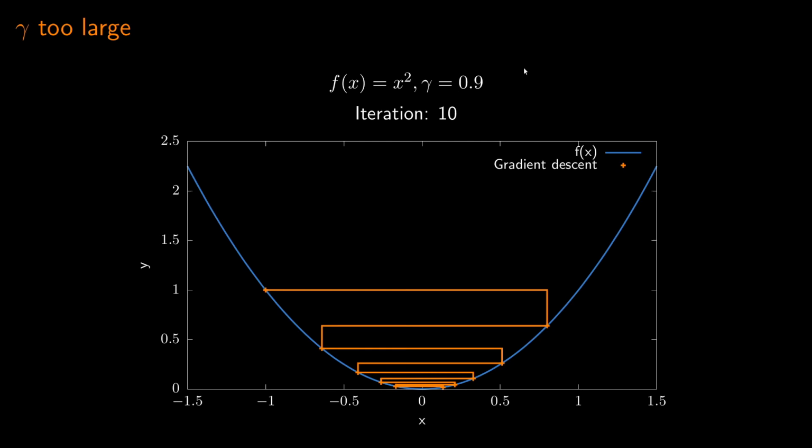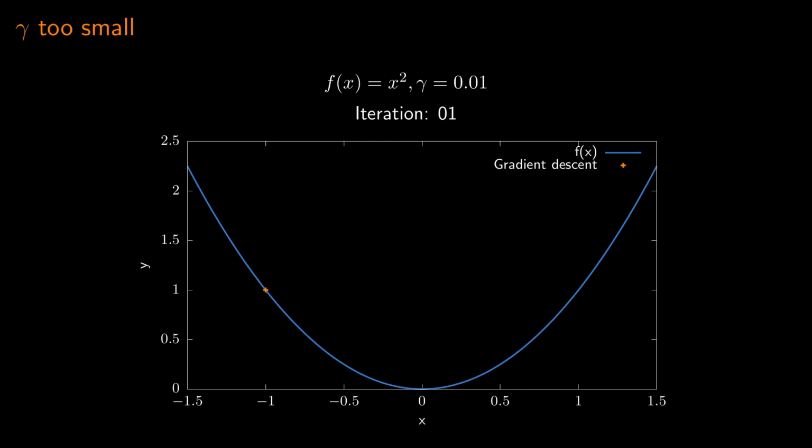So we can see that when gamma is too big, in some cases such as this, we will still eventually reach our optimum solution, but it's going to take rather more iterations than necessary to do that. And indeed, in some other cases, for other functions, we simply wouldn't converge to the minimum at all.